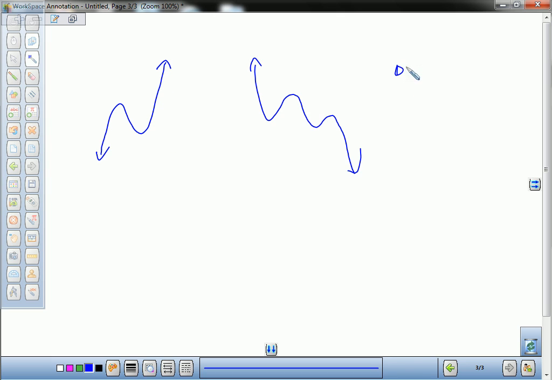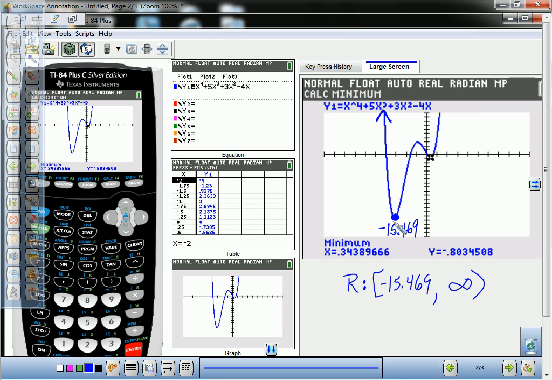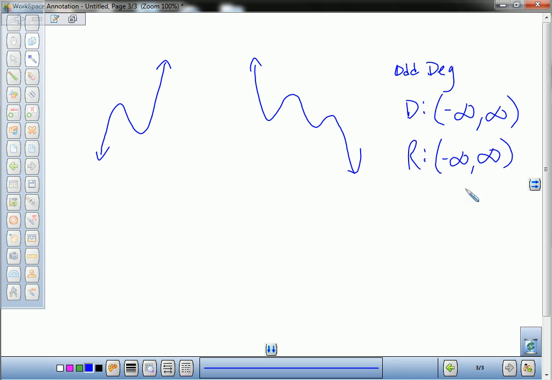So when you have an odd degree, not only is the domain from negative infinity to positive infinity, but the range is too. Because with an odd degree function, one end goes up and the other end goes down. So the only time we'll have a restricted range is when it's an even degree function. And wasn't this an even degree right here? So when we have even degree, your range will be different. When you have odd degree, the domain and range are both negative infinity to positive infinity.